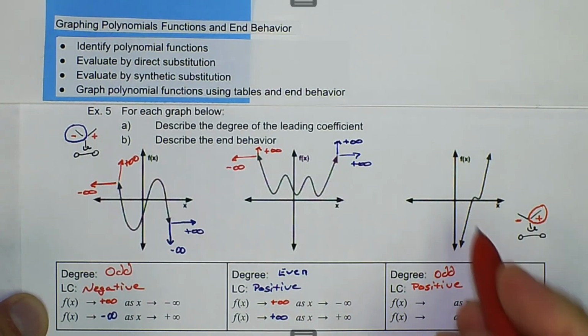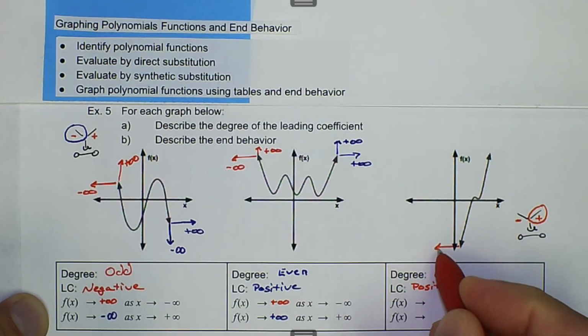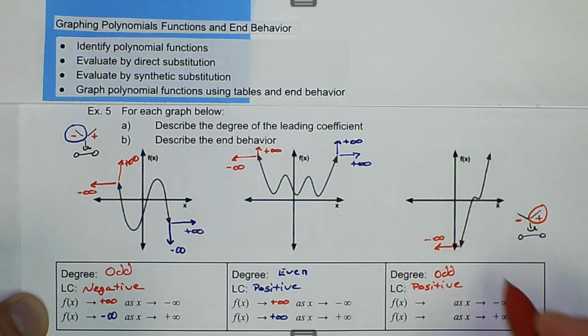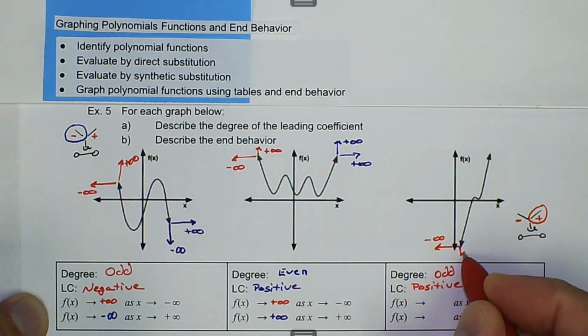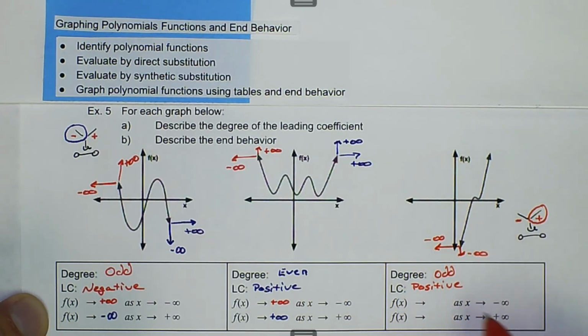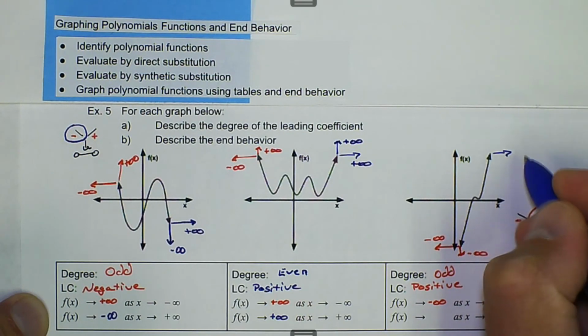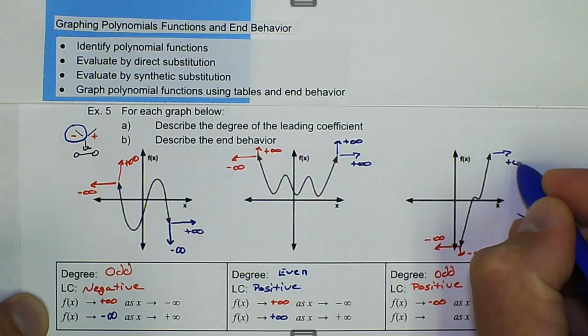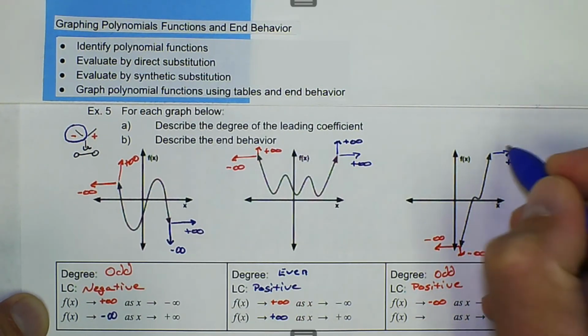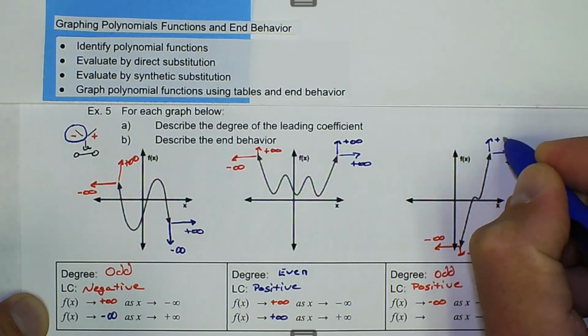So as x goes to negative infinity, so as x goes this way to negative infinity, what's the function do? The function also goes to negative infinity. And then as x goes to positive infinity, what's the function do? The function goes to positive infinity.